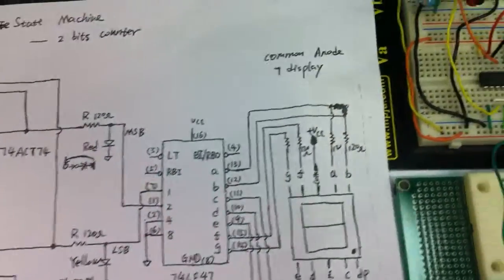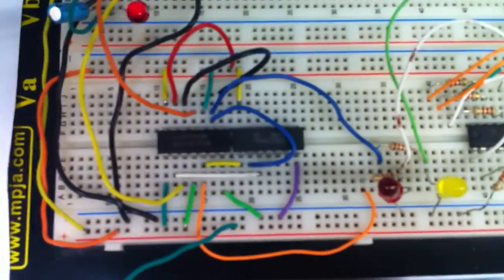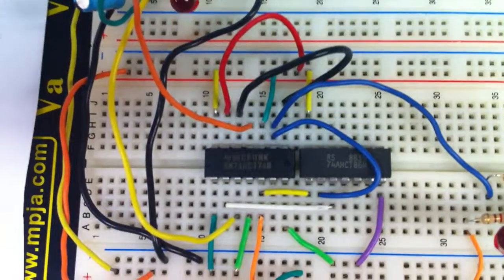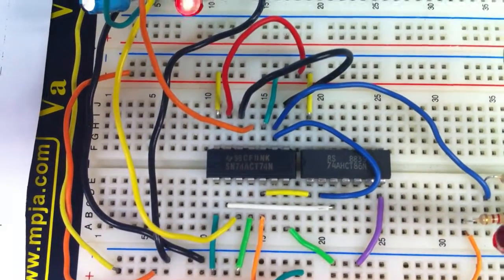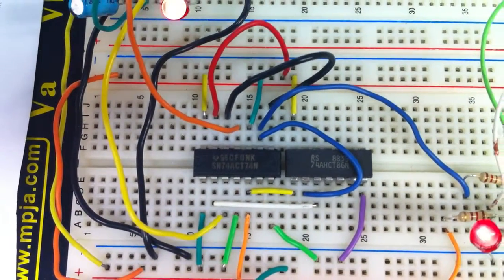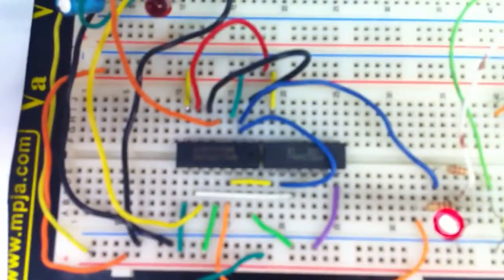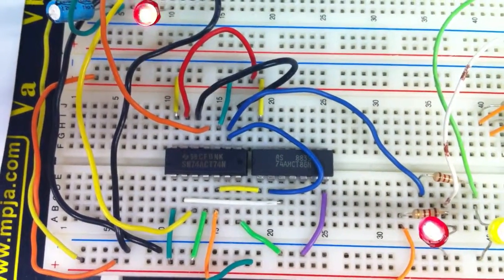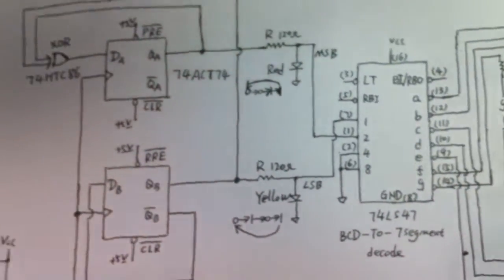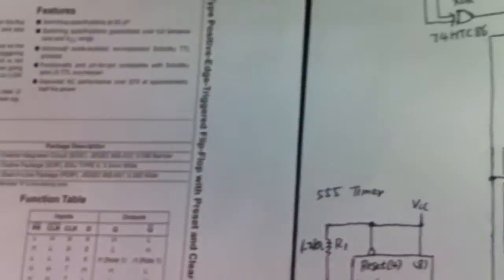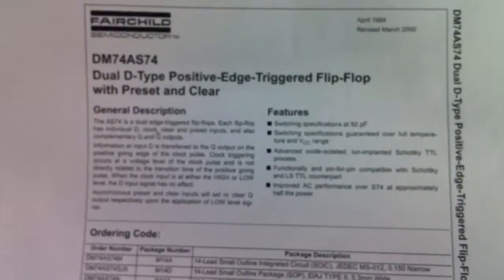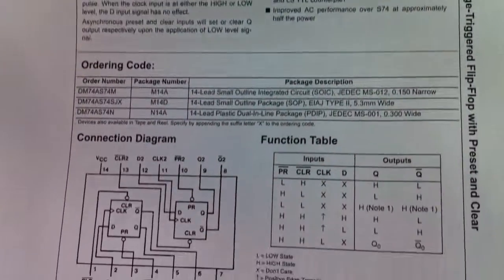We use one chip, 74ACT74, which is a dual D flip-flop. Another chip, 74HCT86, which is an exclusive OR gate. For the D flip-flop, look at this 74AS74 datasheet.